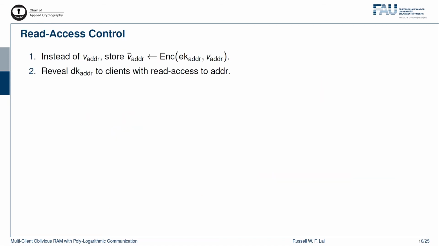Note that so far, the database consists of only plaintext values. To support read access control, instead of storing plaintext values v address, the server stores an encrypted version of it, denoted by v address bar, which is encrypted under an address-dependent key, denoted by ek address. To grant read access to an address to a client, the data owner simply delegates the corresponding decryption key, dk address, to the client.